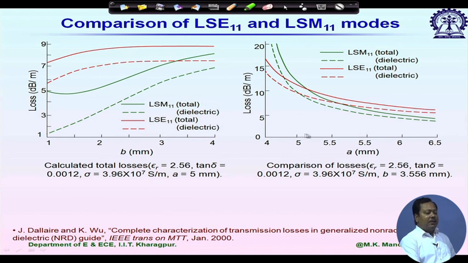Now, the right hand side plot shows loss in dB per meter versus plate separation. So, if we increase plate separation, loss decreases for both longitudinal section magnetic and longitudinal section electric.